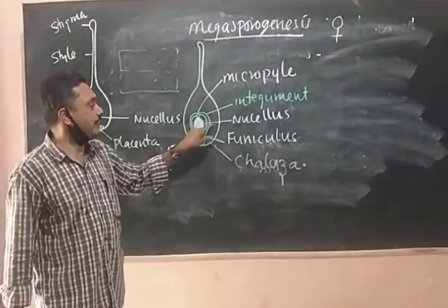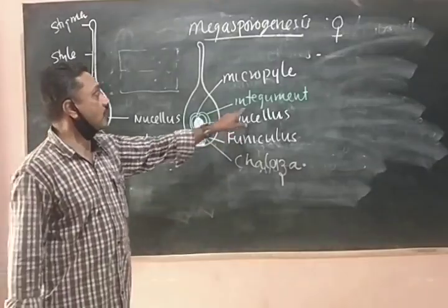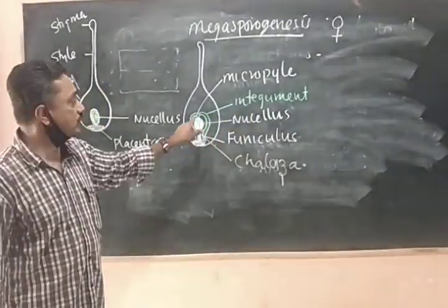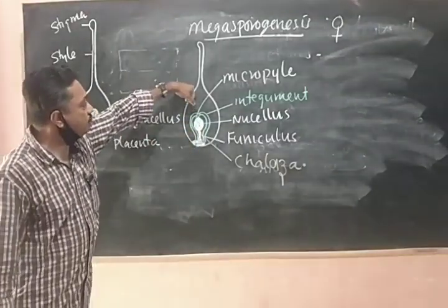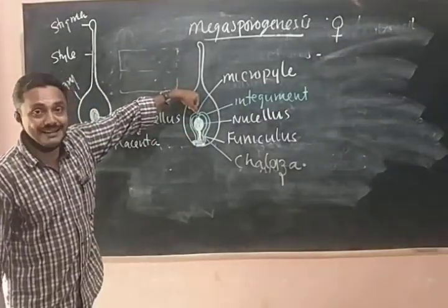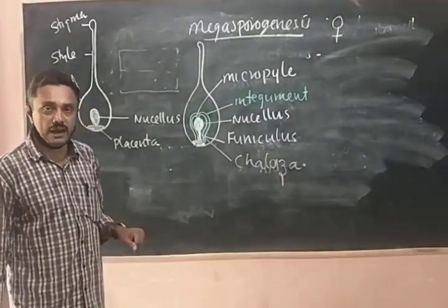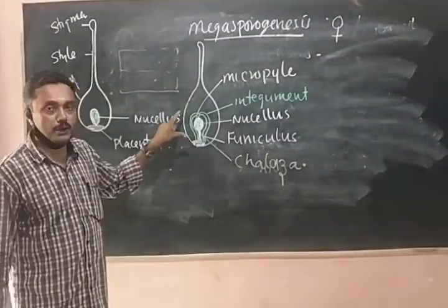Later it develops two coverings, called integuments: the outer integument and the inner integument. A small opening is left at the tip. That opening is called the micropyle. So this is the development of the ovule.